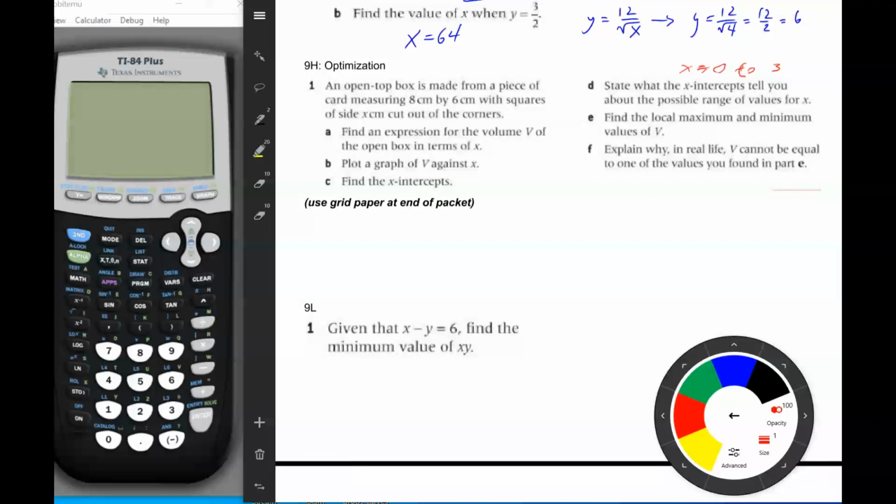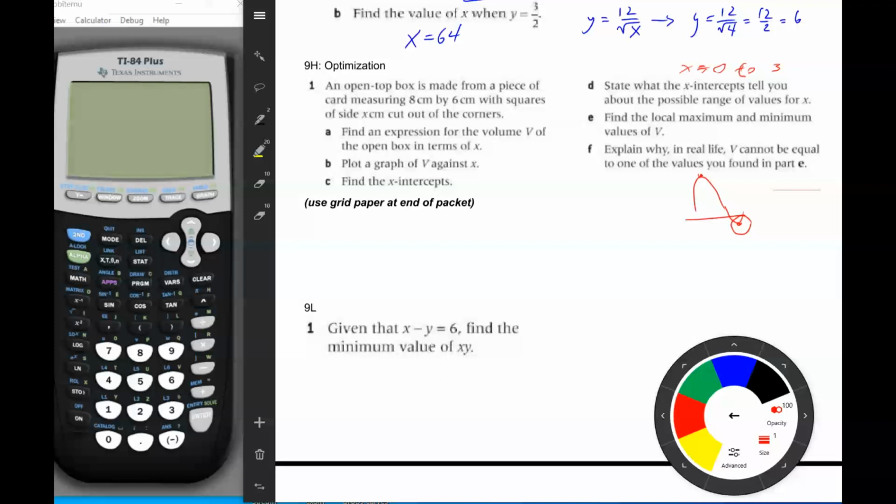in part E. So remember how it went up and it hit the maximum and then it went down and hit the minimum. The minimum, if you remember, was a negative volume. So no, it cannot be the minimum because that is a negative volume and you can't have a negative volume.